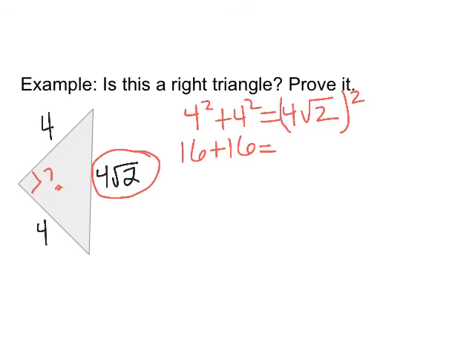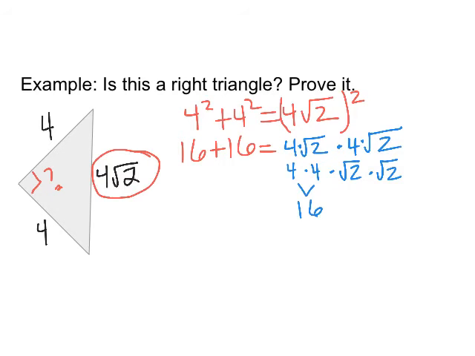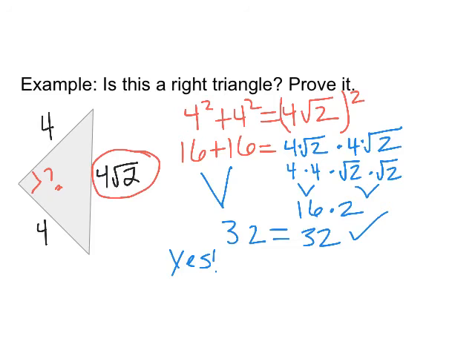Squaring 4 root 2. So you're going to mess up less if you just write it out times itself. Just do the meaning of the square. And then we know that 4 root 2 is really 4 times root 2. So then you can just reorder all your factors here. So you get 4 times 4 times root 2 times root 2. Well, 4 times 4 is 16. Root 2 times root 2 is 2. So now I have 16 times 2, which is 32. And 16 plus 16 also equals 32. So in this case, it worked. Yes, this is a right triangle.